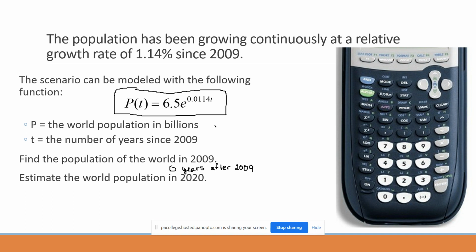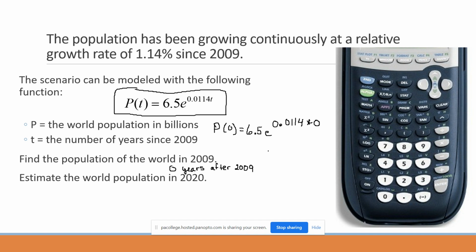So what I want to do is evaluate P of 0, which means I put in 0 where the t is. So 6.5 e to the 0.0114 times 0. Now, really important is not to put a parenthesis for this times, because if you add a parenthesis within the exponent, that's going to mess up your calculator. So I have this as multiply, not denoting that with a parenthesis because I want them multiplied together.